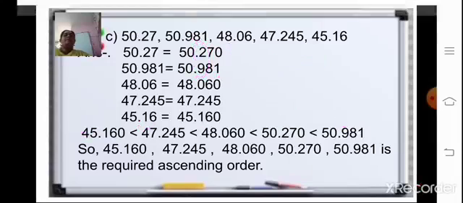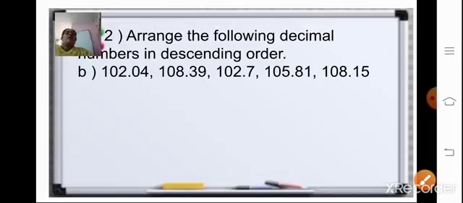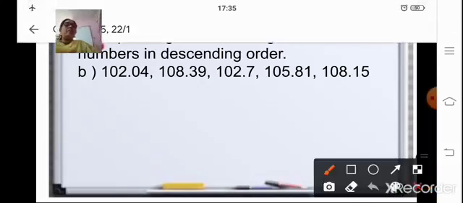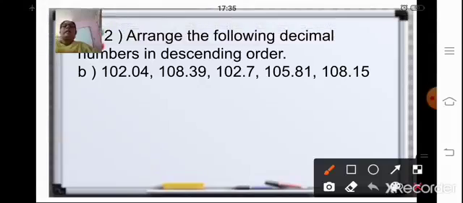Okay. Same way. Okay, now let us arrange the second sum, that is, let us arrange the following decimal numbers in descending order, that is from greater number to smaller decimal number. Now again here, the first step is to change the unlike decimal numbers to like decimals. Okay, so here all the decimal numbers have got two digits in the decimal part, but here it has got only one.